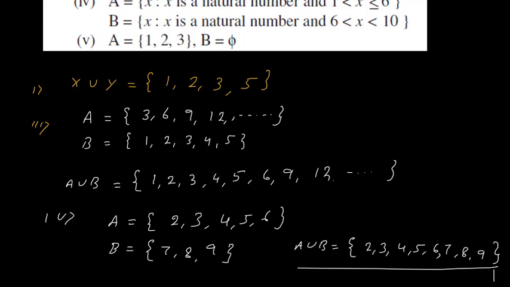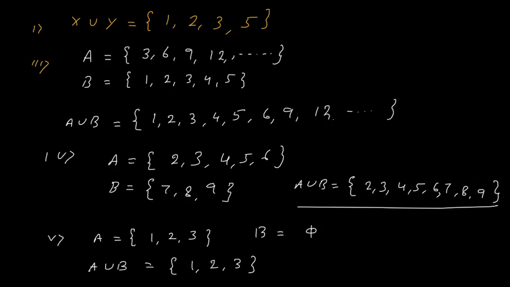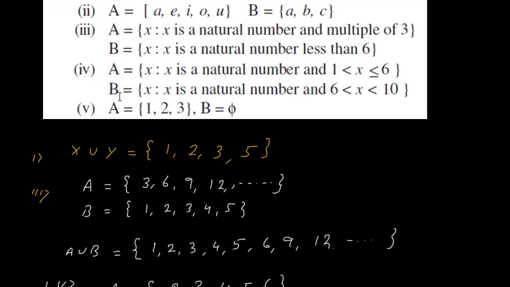Fifth problem: A is 1, 2, 3 and B is the null set. So A union B, in this case, is set A only. So this is how we get the union of two sets.